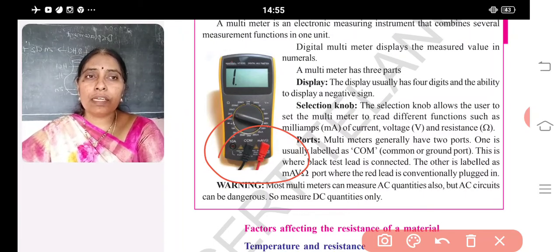Warning: most multimeters can measure AC quantities also, but AC circuits can be dangerous, so measure DC quantities only. So how many important parts are there in this? 3. One is the display unit, selection knob, and the third one is the port. Okay, this is about the multimeter.